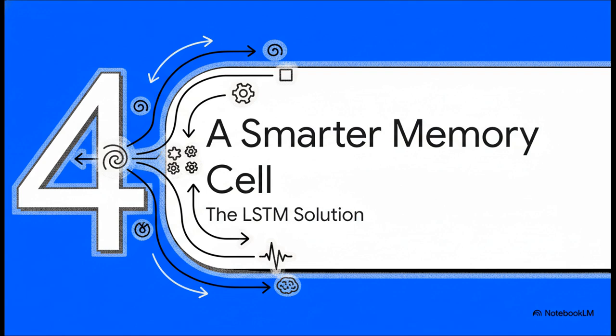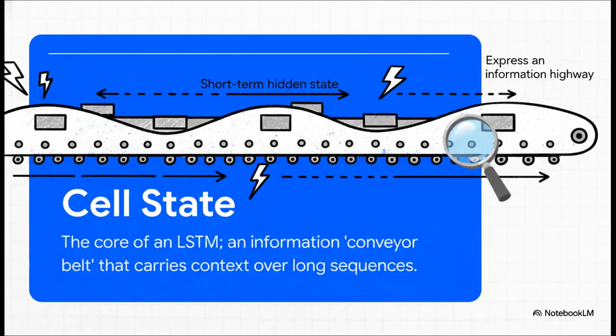But, wow, was it powerful. They called it the Long Short-Term Memory Network, or for short, the LSTM. The absolute genius of the LSTM, the secret sauce, is that it adds a whole second channel for information. So it still has that short-term memory we talked about, the hidden state. But now it also has this thing called the cell state. And the best way to think about this is like an express conveyor belt for memory.